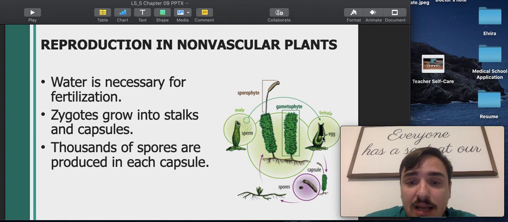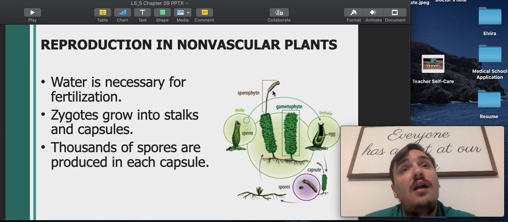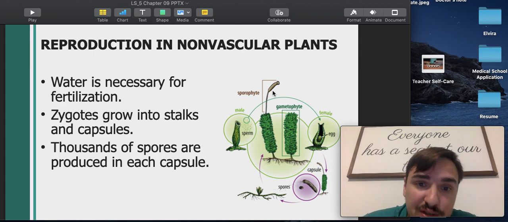When that fertilization occurs inside a gametophyte, it's going to produce the sporophyte stage. So fertilization occurs, and it produces the sporophyte stage, which up here is the capsule. That capsule is the sporophyte stage. Remember, sporophyte produces, you got it, the spores.